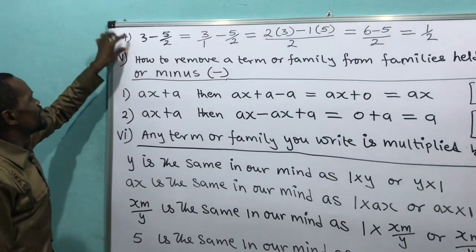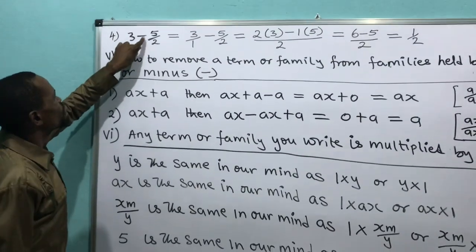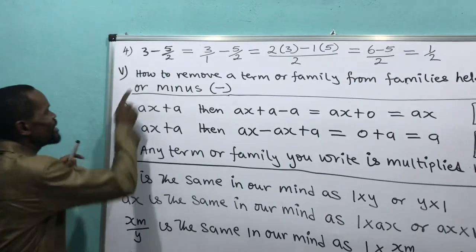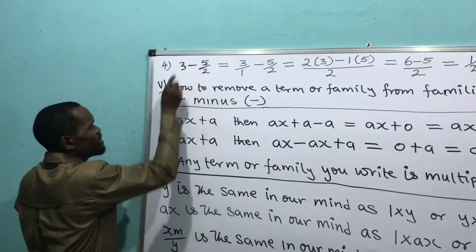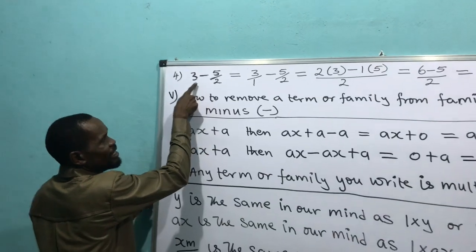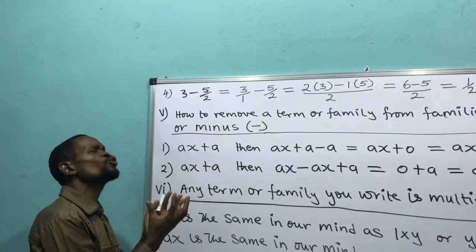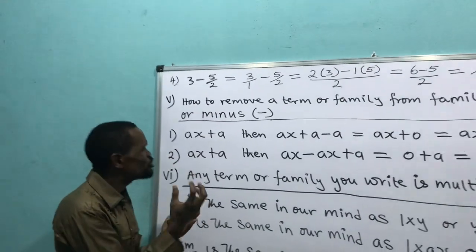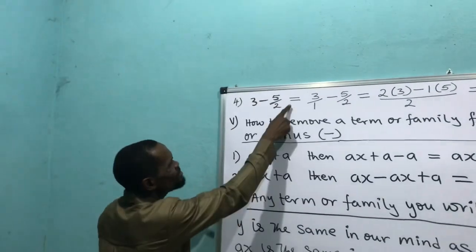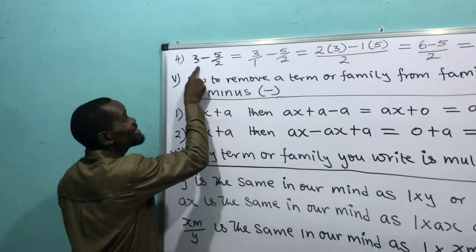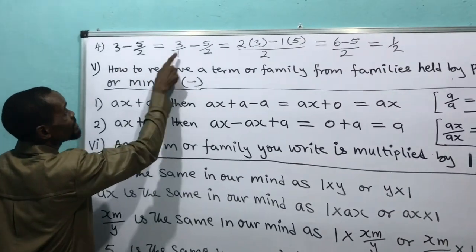Number 4. 3 minus 5 over 2. Look at this. 3 minus 5 over 2. This is one family. This is one family. These two families, I want to make them to be one. I will say this thing that is here is the same thing. This equals to mean that this thing that is here is the same thing as 3.